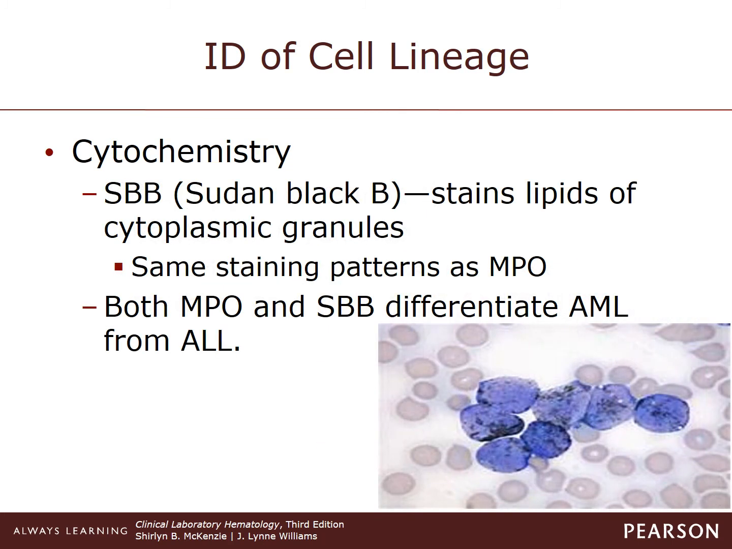The next stain is Sudan black. Again, those bright black granules will identify the difference between a myeloblast and a lymphoblast. It stains the lipids of those cytoplasmic granules, which has the same staining pattern as myeloperoxidase. So again, we're just distinguishing the blasts of lymphoid from myeloid lineage.